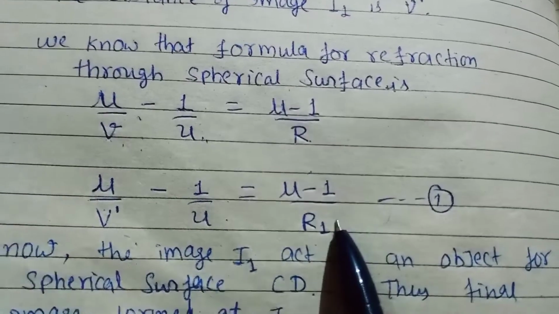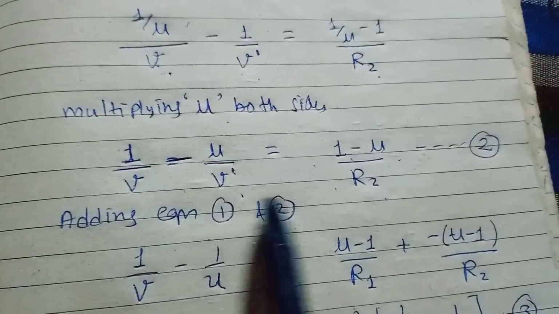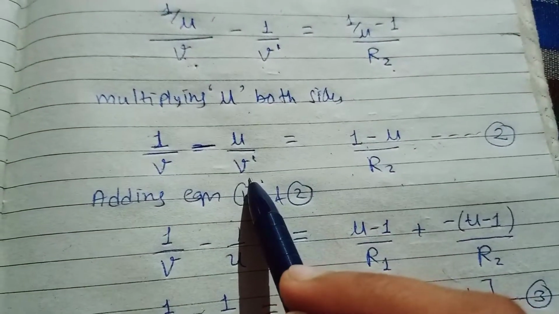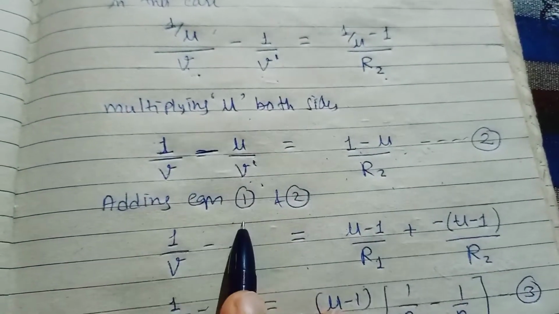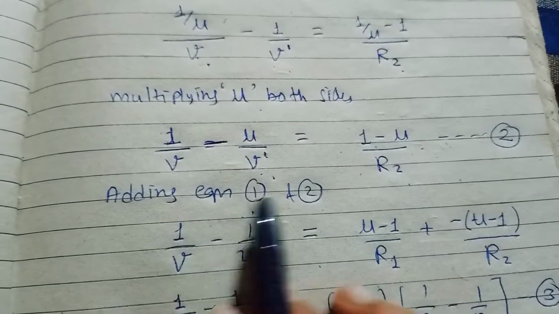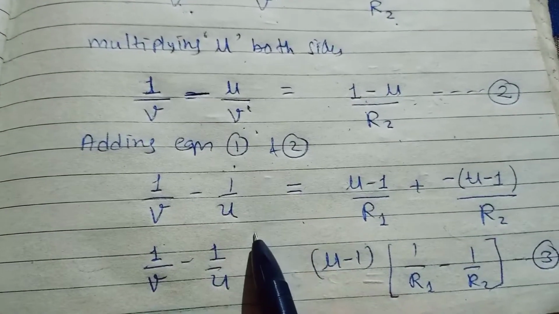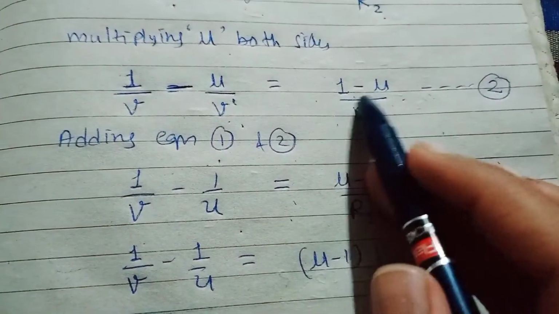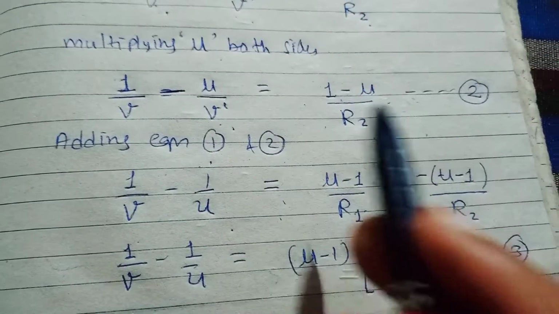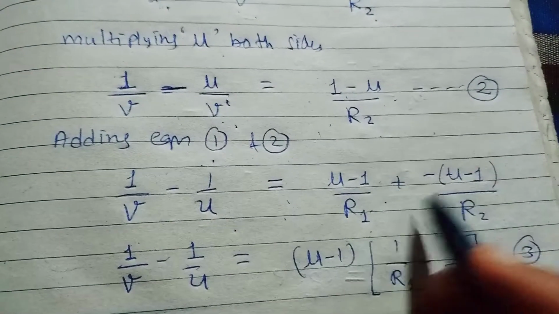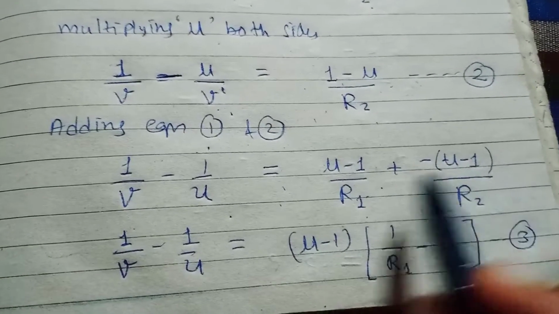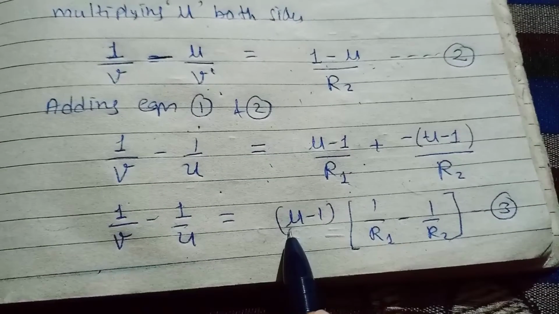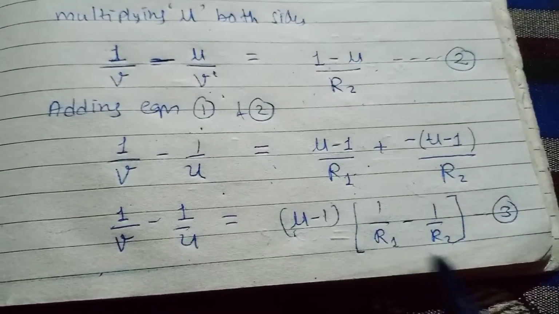This is our equation first and this is our equation second. If you notice, mu upon v dash will cancel after adding equation first and equation second. So we obtain 1 by v minus 1 upon u is equal to mu minus 1 upon R1 plus, taking the minus sign common, minus mu minus 1 upon R2. Here mu minus 1 is common in both terms. So 1 by v minus 1 upon u is equal to mu minus 1, taken common, times 1 upon R1 minus 1 upon R2.